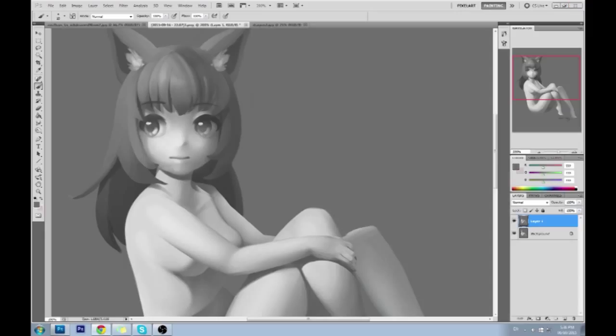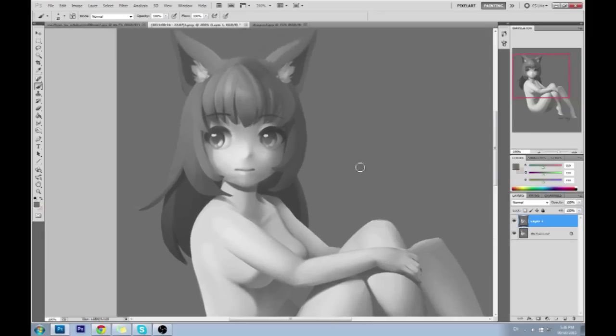I'm not going to be looking at anatomy because there's a lot of anatomy problems here. So what I am doing is just looking at the basic sculpting and form. I can't talk about anatomy and all of that just yet.